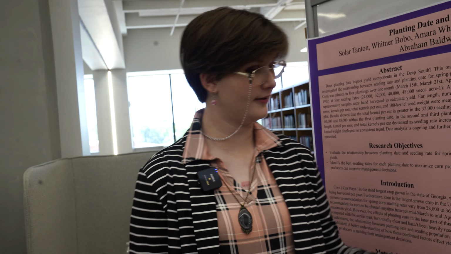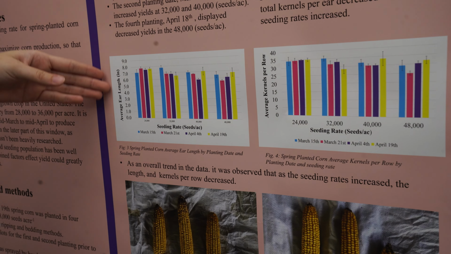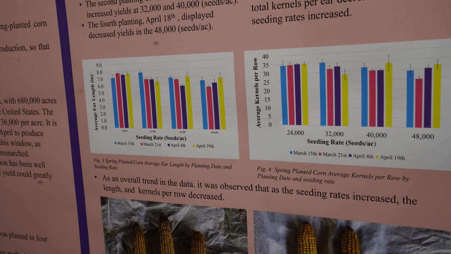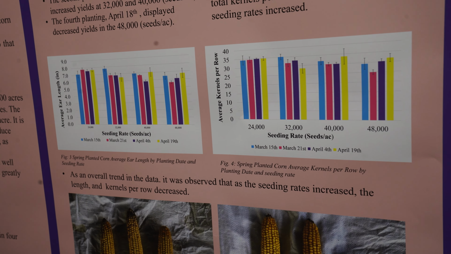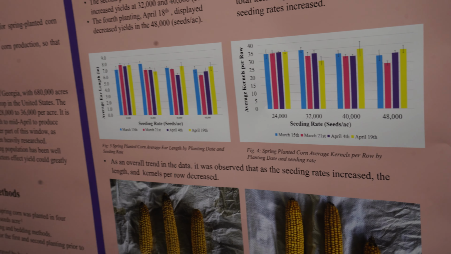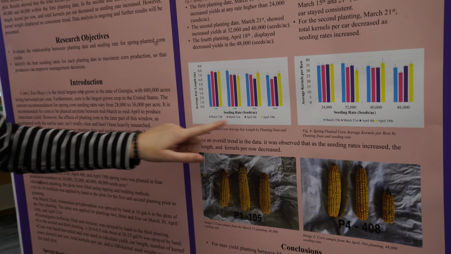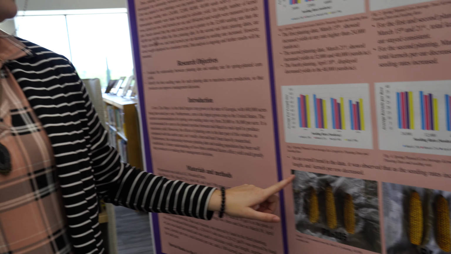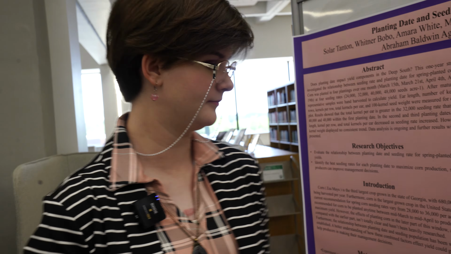Then when we come down here, these are essentially the same charts, but we have the average ear length and the average kernels per row. As an overall trend in the data, we see that as we increase our seeding rate, as we can see here, the length and the kernels per row are decreasing. And that makes sense because if you have an ear of corn this large and then you're taking away kernels, it's going to get smaller and smaller.